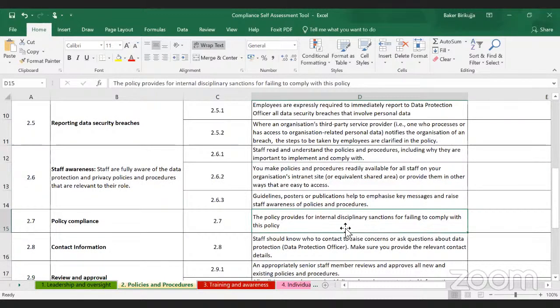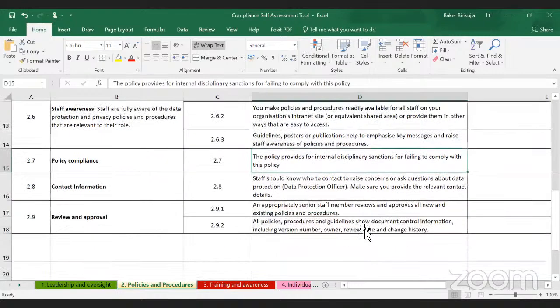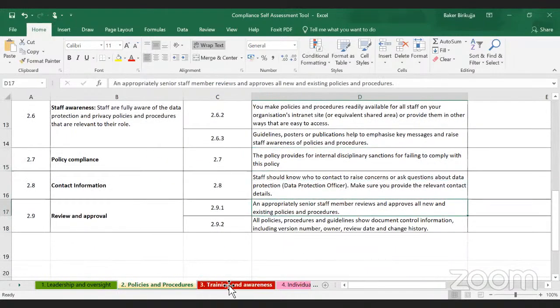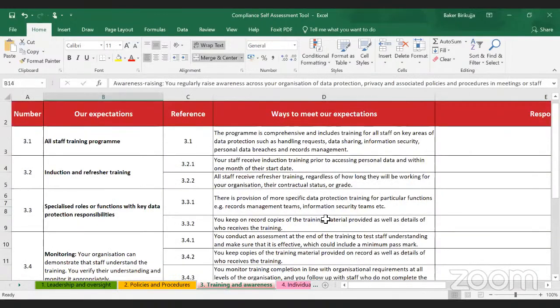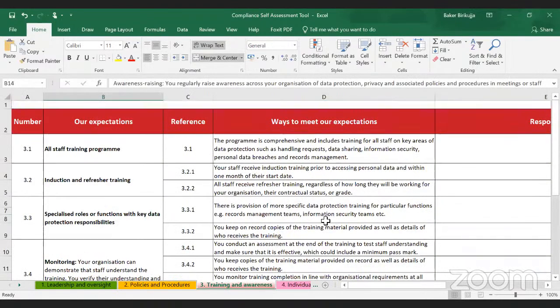People should be made aware that if you do not comply with this policy, one, you can be given a verbal warning, secondly, a written warning, or even be dismissed in particular circumstances. Of course, this should mirror the human resource manual. And then the contracts and the review process. Then the other is the training and awareness.